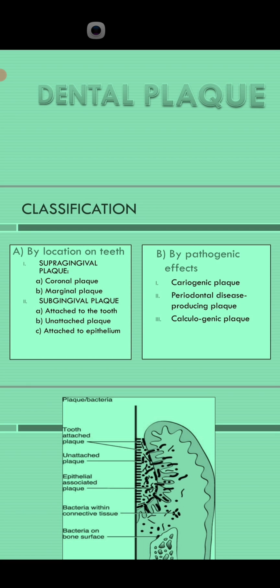Next, classification by pathogenic effect, meaning which pathogenic effect the plaque produces. If plaque causes caries, meaning the plaque is responsible for caries, this is known as cariogenic plaque. If plaque causes periodontal disease, this is the periodontal disease producing plaque. If plaque deposits and calcifies, it becomes calculus, and because this calculus is formed due to plaque, this is known as calculogenic plaque. This is the classification of dental plaque.